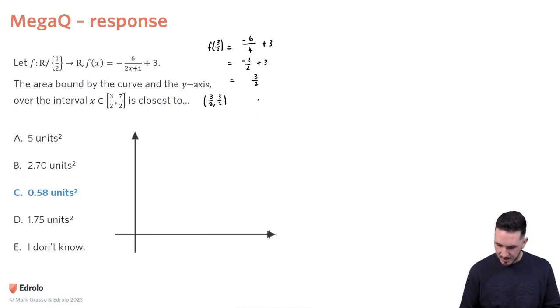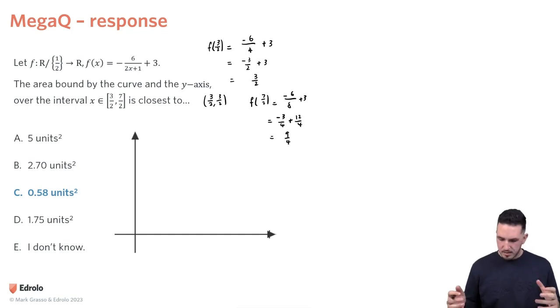And then now if we look at f of 7/2, this is going to equal negative 6 over 8 plus 3, which becomes negative 3/4 plus 12/4, which is equal to 9/4. So having found our endpoints, now let's look at what this graph may look like.